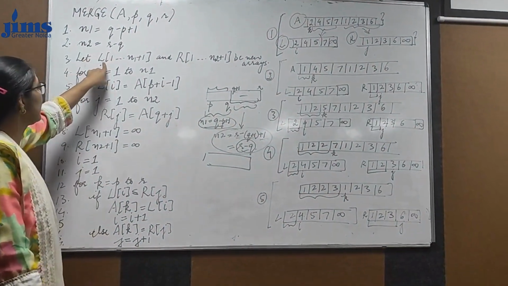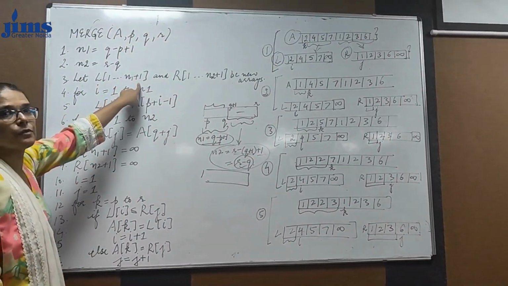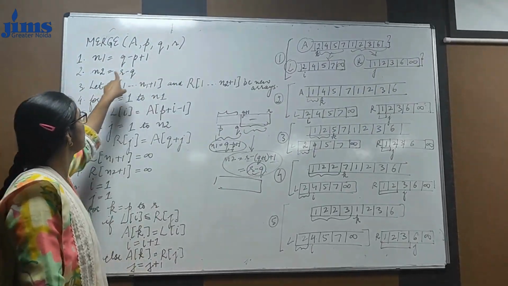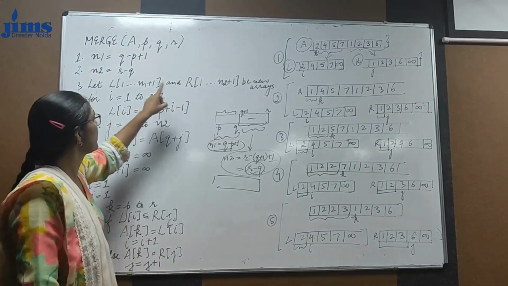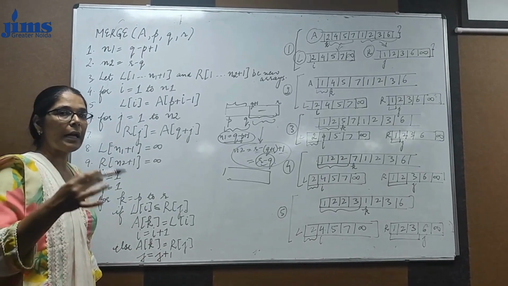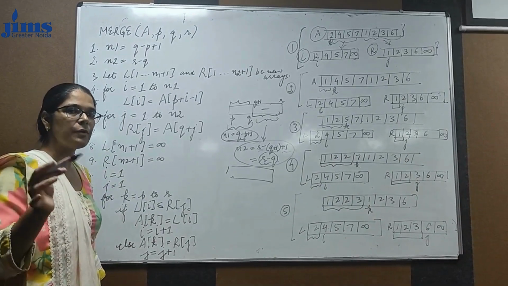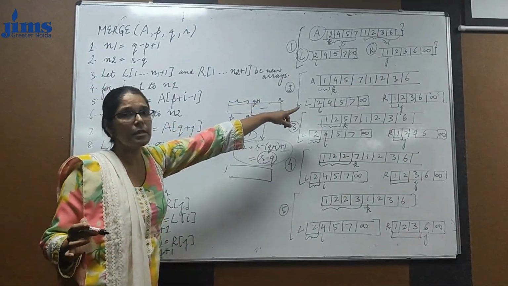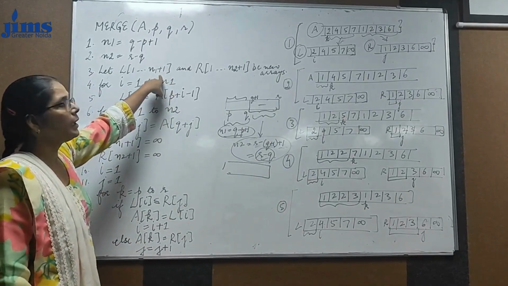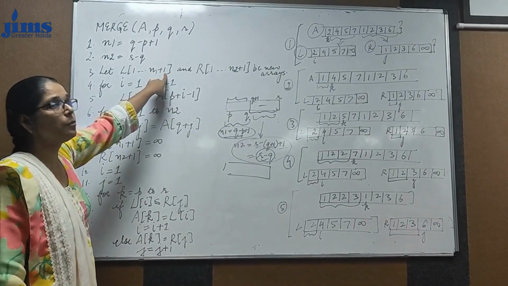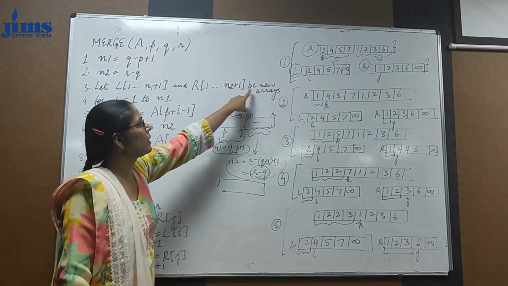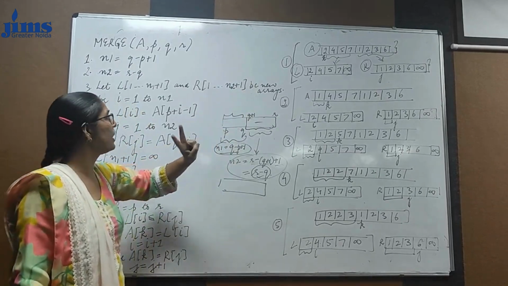We say that let L1 be N1 plus 1. What is N1? The number of values in the left part. What is N2? That is the number of values in the R part. What is plus 1 taken up for? Because for termination we are adding one value that is very large, which we have drawn over here, that is infinity. Logically it is a very large value. For that we have taken one more space, that is plus 1. N1 plus 1 and N2 plus 1, we have taken L and R as two new arrays.